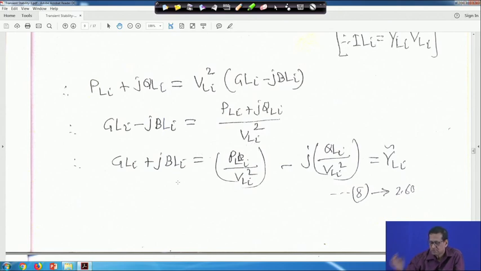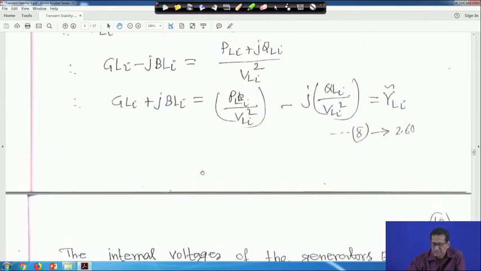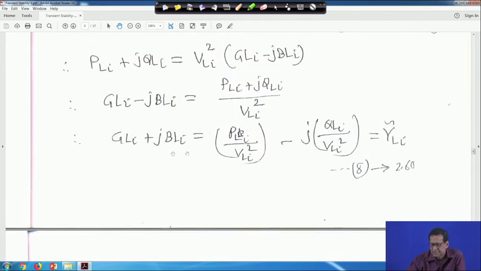Or if you take the conjugate on both sides, it is written G_LI plus jB_LI, and on this side P_LI upon V_LI square, and because of the conjugate the right hand side becomes minus jQ_LI upon V_LI square, which is equal to Y_LI conjugate. This is equation 8. Therefore, from here you will get G_LI is nothing but P_LI upon V_LI square, and B_LI will be minus Q_LI upon V_LI square, right.